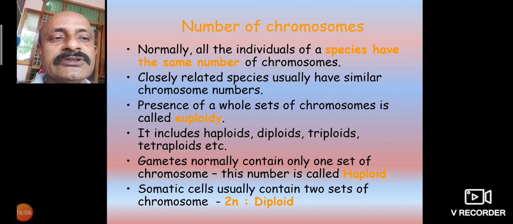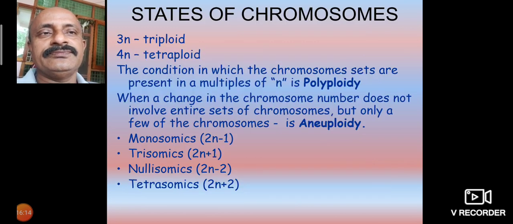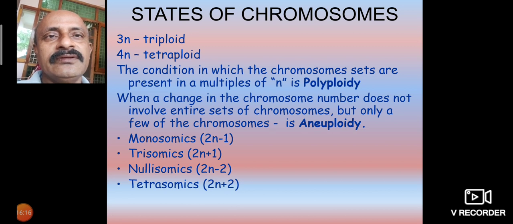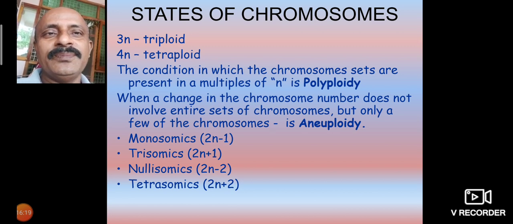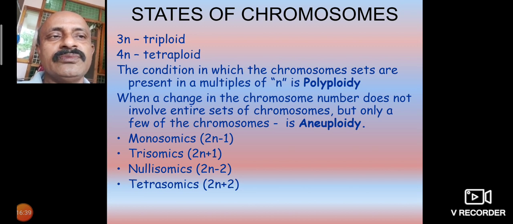Somatic cells usually contain two sets of chromosomes, called diploid, 2n. Whole sets of chromosomes are called euploids: 3n triploid, 4n tetraploid. The condition in which chromosome sets are present in multiples is polyploidy. More than 4 sets of chromosomes is called polyploid. When a change in chromosome number does not involve entire sets of chromosomes but only a few chromosomes, it is aneuploidy.